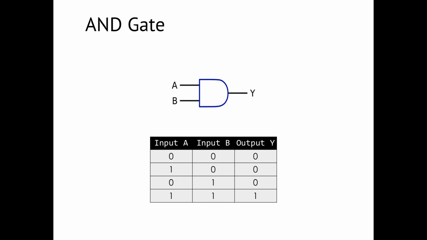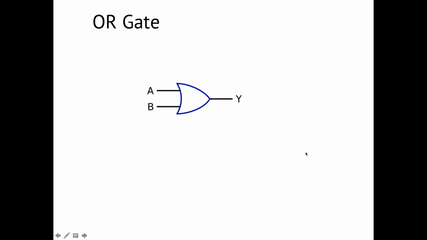We must have both. So, swapping round, A is 0, B is 1. Nope, Y is still 0 because it needs both of them to be working. However, if both are 1, then Y is 1, as the truth table says down here. So, AND gates, both of them must be working. However, there is a more relaxed version of this gate, and that's called an OR gate. An OR gate will accept either or both, A or B being 1, to work properly.